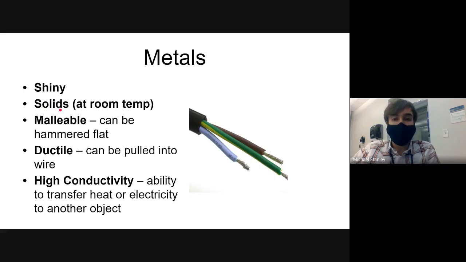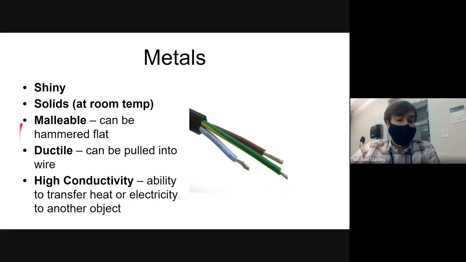There are a couple cool exceptions to this. Like if you've ever heard of the metal mercury, mercury is one of the few metals that is liquid at room temperature. And so it's this cool silvery liquid. But if you ever see liquid mercury, do not touch it. It is very toxic and poisonous. So don't touch it with your bare skin. But for the most part, most metals are solid.